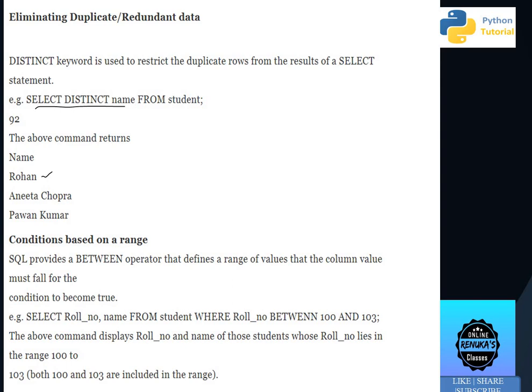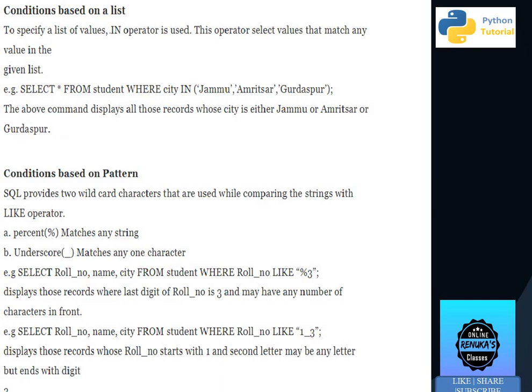Then condition based on range. Suppose here where roll number between 100 and 103, so 100 is also included and 103 is also included. So roll numbers which are 100, 101, 102, 103, for them roll number and name will appear on the screen.